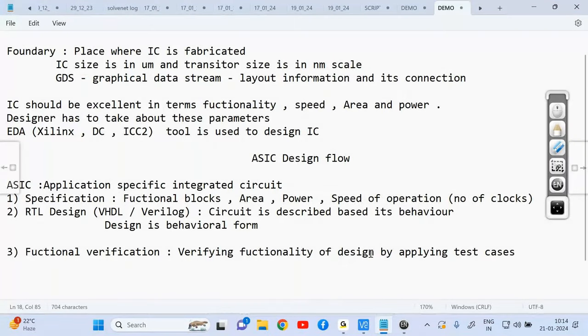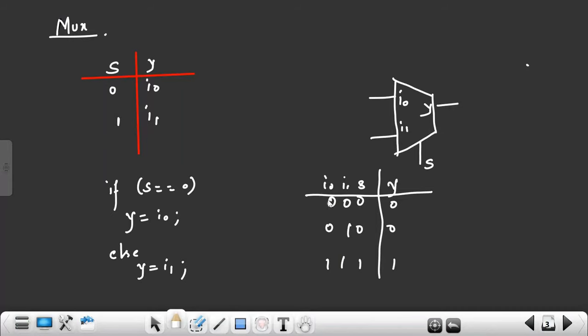So for smaller designs, applying test cases is easy. For bigger designs, it's not so easy. Here I have only three inputs. How many combinations will I get? Eight combinations. 0, 0, 0, 0, 0, 1, 0, 1, 0. I have eight combinations. But if we have 60 inputs, how many combinations will we get? 2 raised to the power of 60. What is 2 raised to the power of 60? It is more than 10,000, I think. I cannot apply that many combinations.